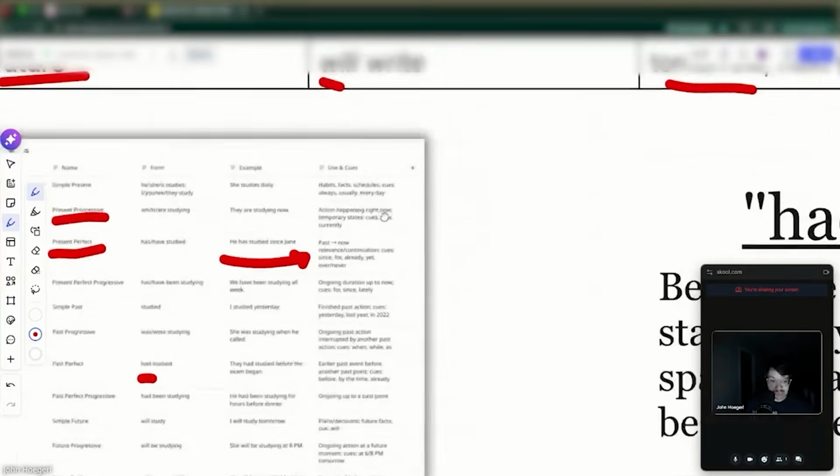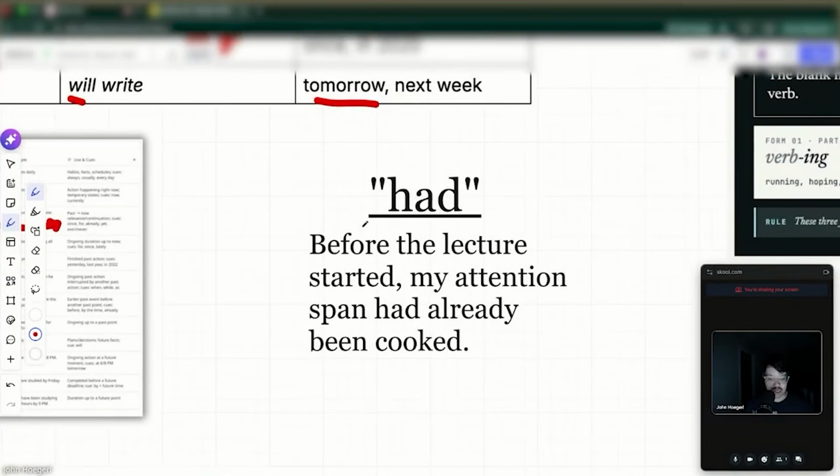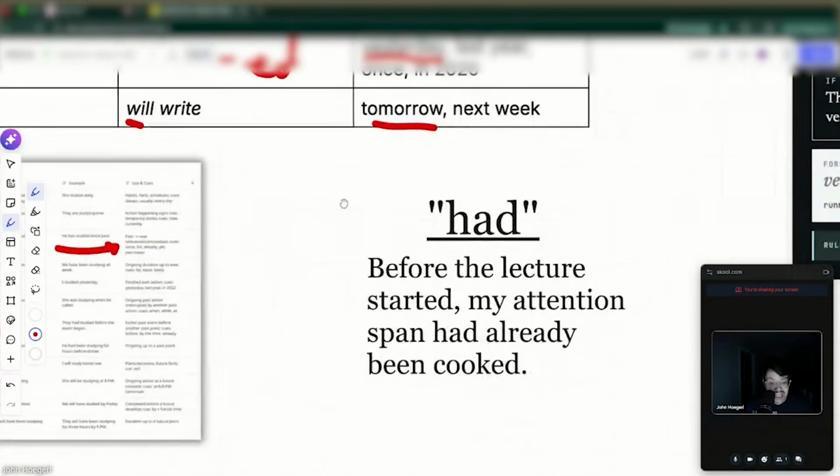The one I just mentioned before was this one, had. This is a very, very important one. Basically what had means is that there was already another past tense action. There was an action that happened in the past. But then there's an action that happened also in the past, even before that action. So look at this example. Before the lecture started, my attention span had already been cooked. So we have ed here. So the lecture started in the past. Maybe it started like 5 minutes ago. But my attention span had already been cooked. That happened even before the lecture started.